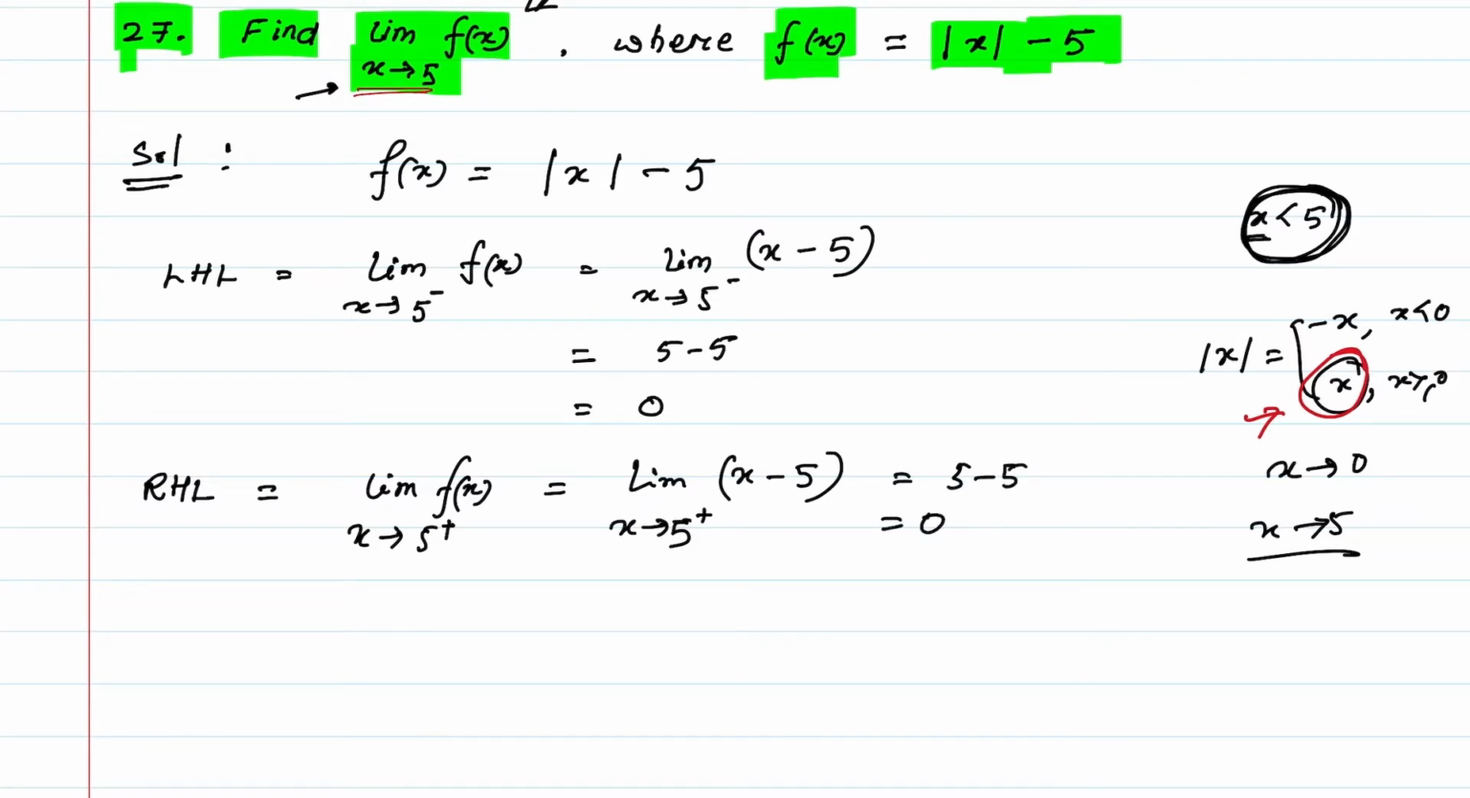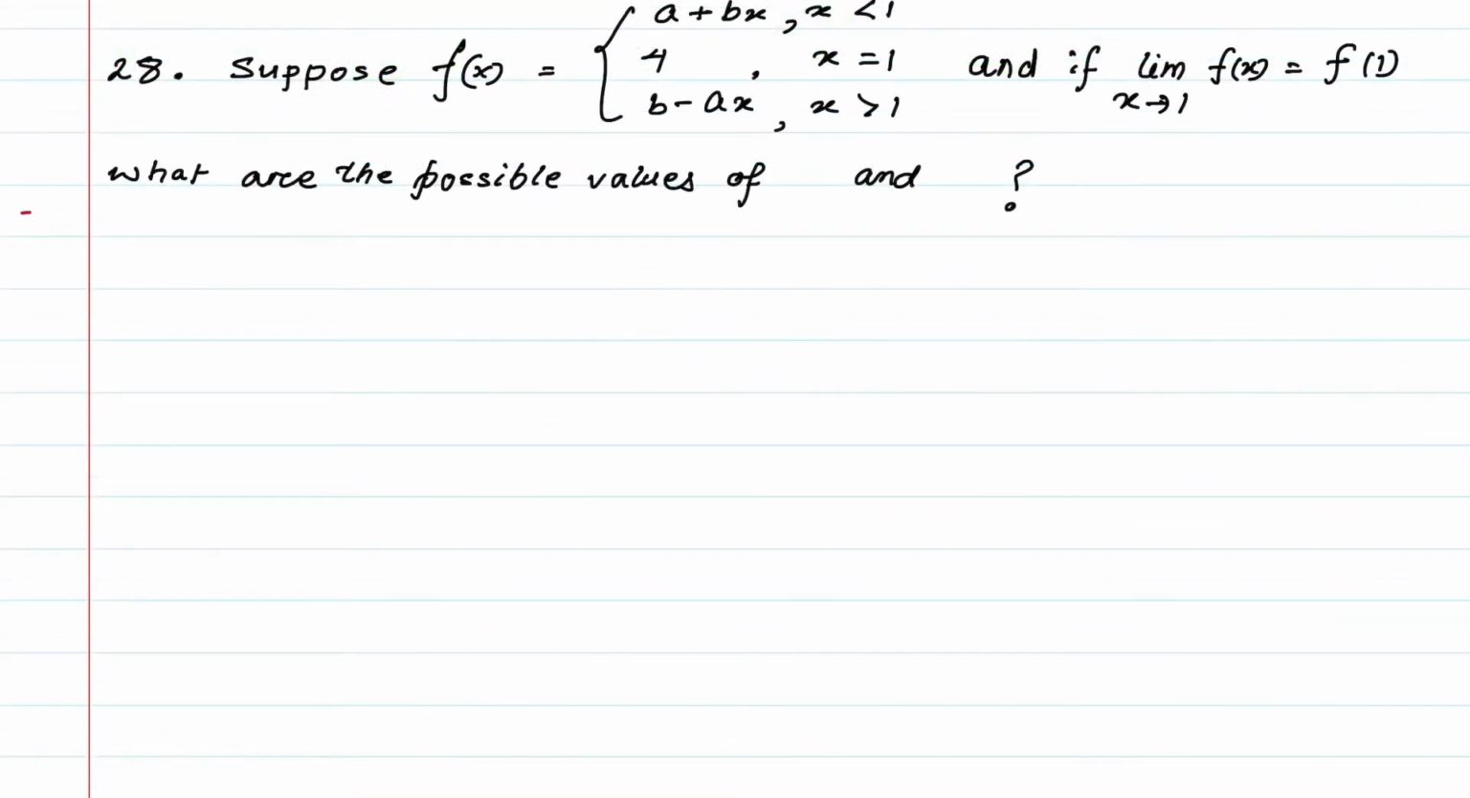So as we can see, left hand limit equal to right hand limit, both equal to 0. Therefore we can say limit of f of x as x tends to 5 is equal to 0. So that's how we can solve this. Okay, now let us solve question number 28.